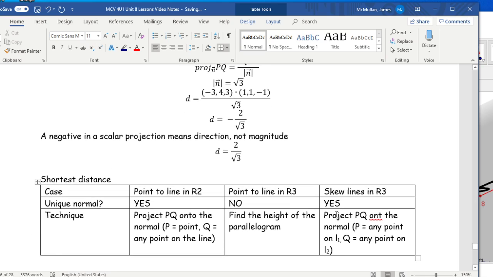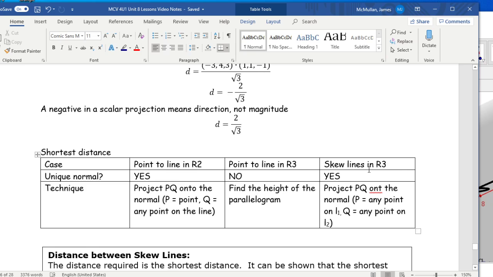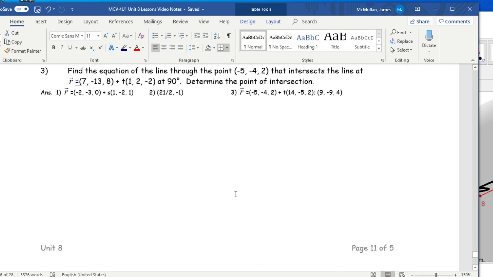Okay, so notice, what does this have in common with a point to line in R2? They both have a unique normal, so you can project onto it. You can't project onto a normal in R3 with point to line because you don't have a unique normal. So that's why the techniques are different. But I want you to see that this one and this one are really just the same thing. Okay? And that's what all of that stuff demonstrates.